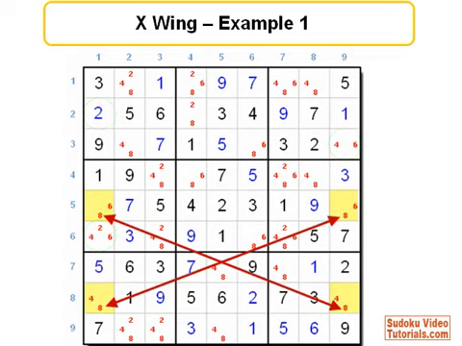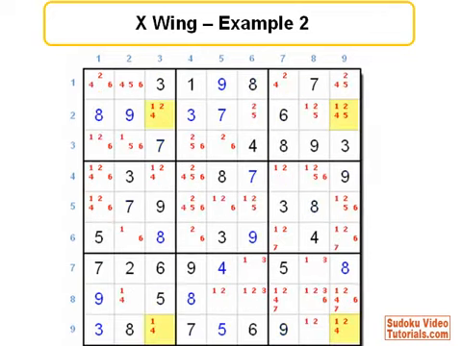Now X-Wings can be quite confusing to understand, so let's look at a couple more examples to fully understand this technique. So this is example 2. Here the highlighted cells form the four corners of our rectangle. Each of the highlighted cells contains a 4, forming our X-Wing. Notice there are no other 4s in row 2 and row 9 outside the highlighted cells.